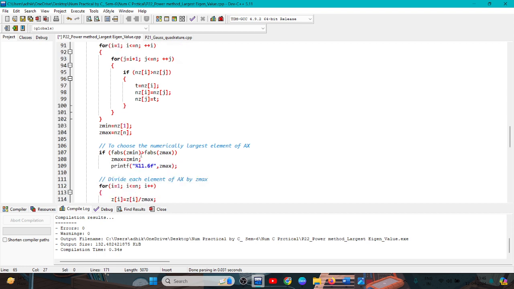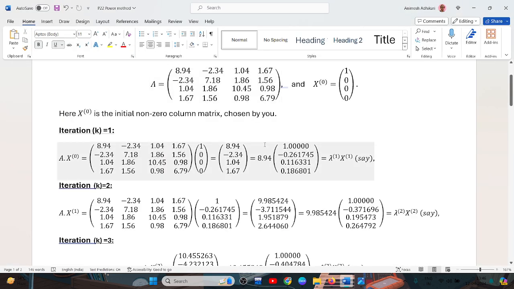Now choose the numerically largest element. If the absolute value of z minimum is greater than the absolute value of z maximum, even if z minimum has a negative sign, for example z min is -10 and z max is 4, the absolute value of z min is 10, which is greater than 4. So we say z max equal to z min. So here we choose the numerically largest element. Among these elements, 8.94 is the numerically largest element.